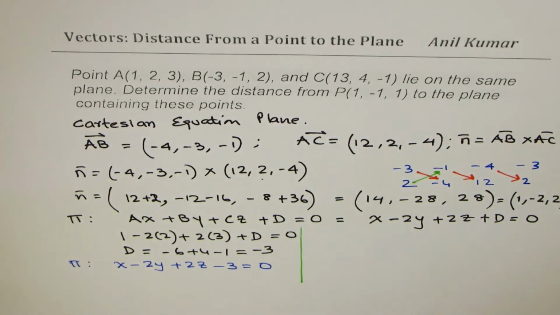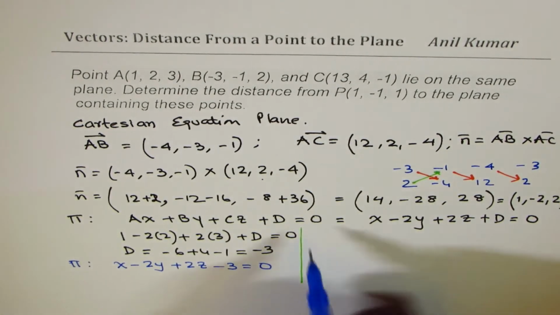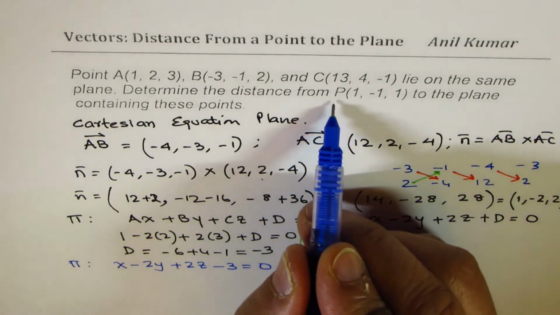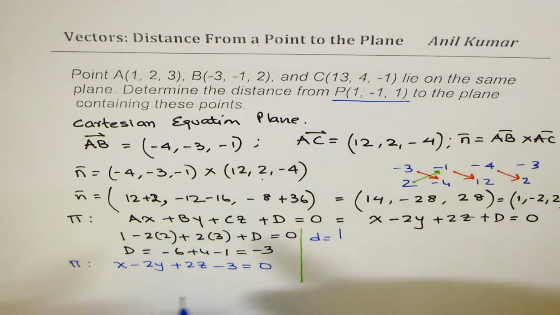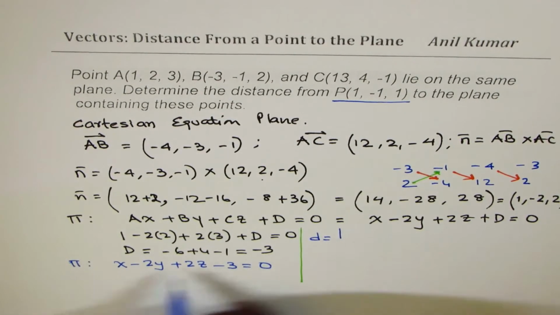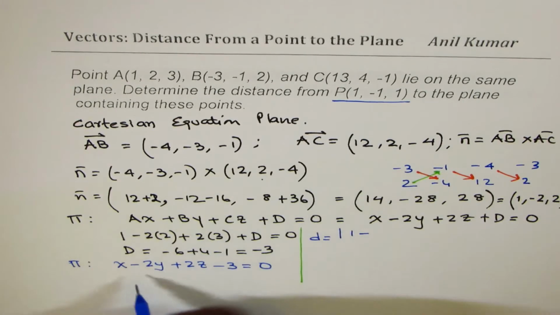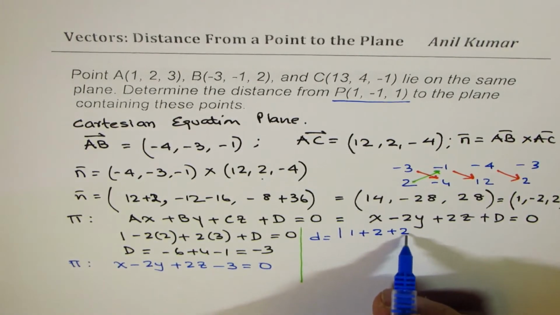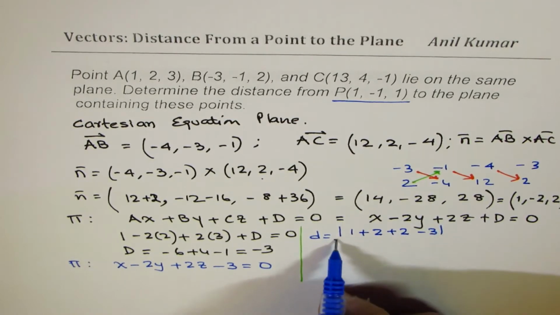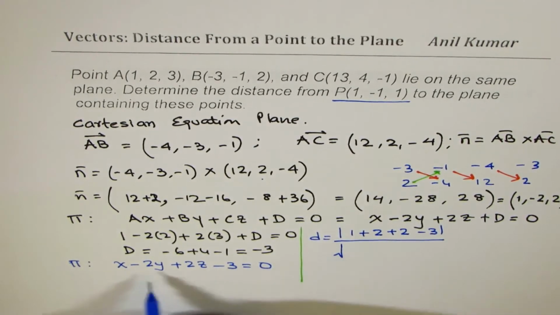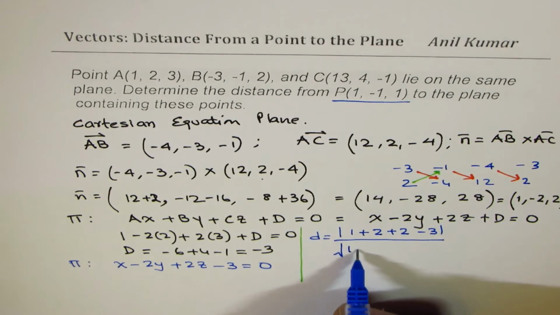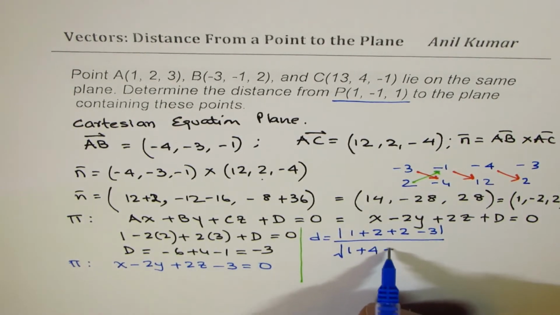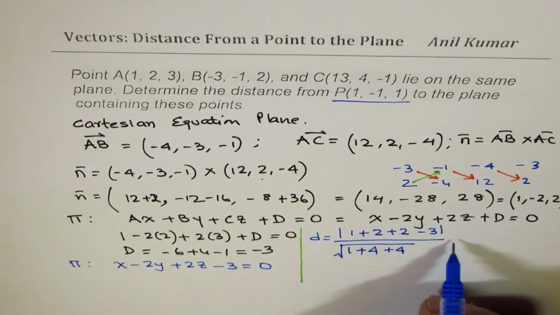So we can apply the distance formula, which is distance equals the absolute value of, we'll substitute 1, -1 in this equation. So we get 1, minus and minus becomes positive 2. Then for 1 it becomes positive 2, minus 3, divided by the square root of a squared, which is 1 squared, plus 2 squared, which is 4, and 2 squared, which is again 4, right? So that is what we get.